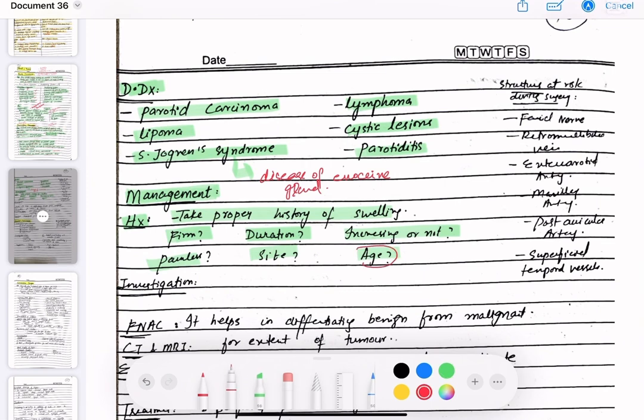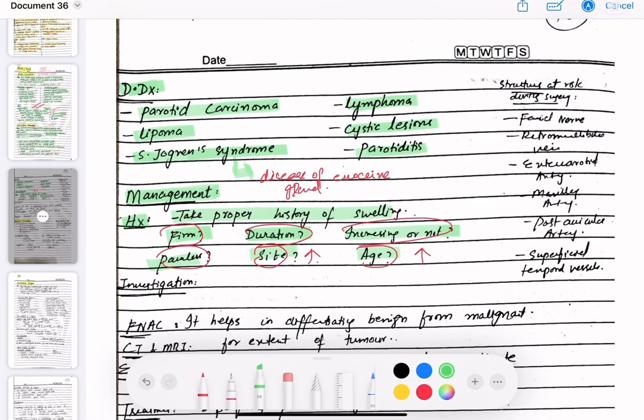For example, the site. Pleomorphic adenomas are present below the ear or on the lateral side of the neck. Pleomorphic adenomas are painless and firm, the duration is chronic, that is years, and they increase with time. So the following questions should be asked in the history to confirm your diagnosis or to make your differential diagnosis.